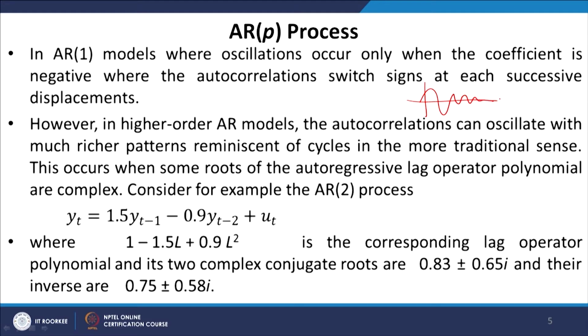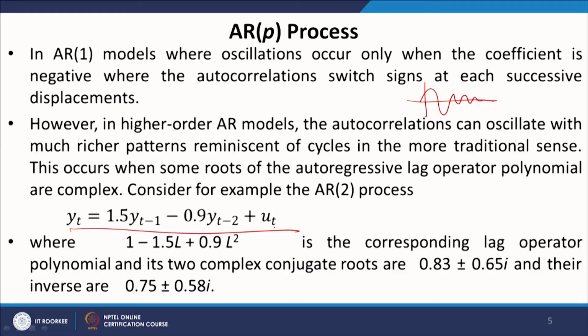However, in higher order AR models, the autocorrelations can oscillate with much richer patterns, reminiscent of cycles in the more traditional sense. So, if we go for higher lags, we can basically replicate the way business cycles are actually observed. The decay will not be very fast and we can get closer to reality, the way we generally observe time series to move over a period of time. This occurs when some roots of the autoregressive lag operator polynomial are complex.